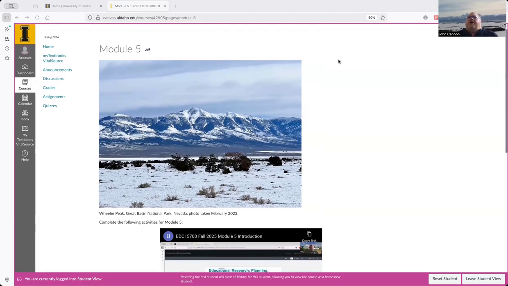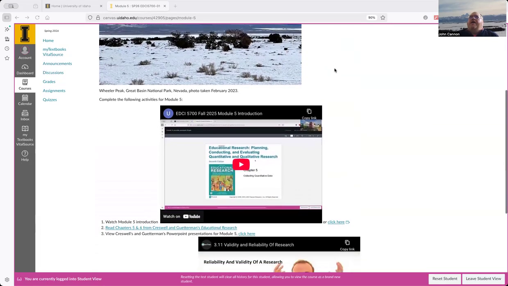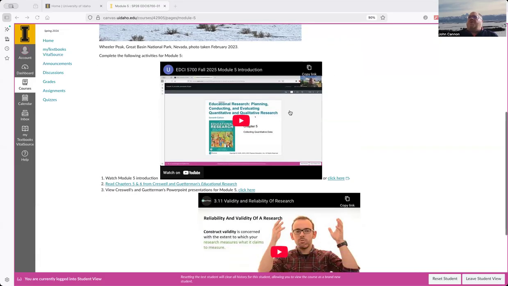The photo I'm sharing is one I took on a President's Day road trip a couple of years ago, February 2023, and that's of Wheeler Peak in Great Basin National Park in eastern Nevada. You're watching the introduction and instruction, which will be updated by the time you get into the module.